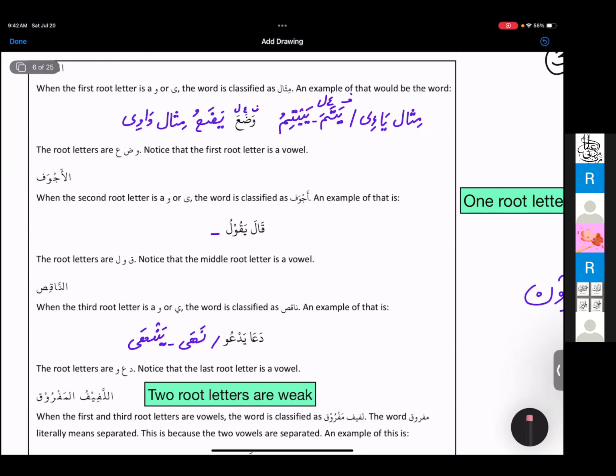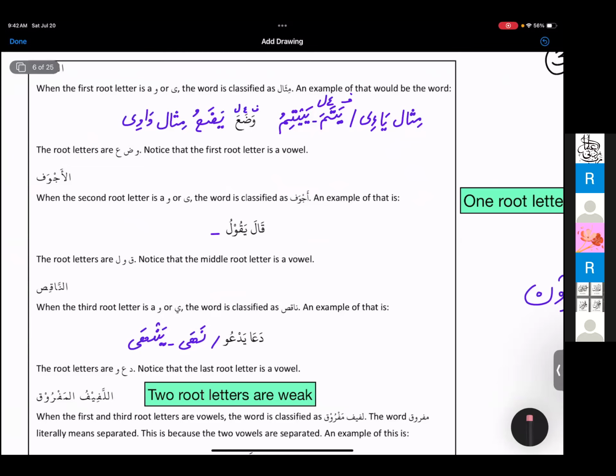In misal, our first root letter is either waw or ya. If it is waw, I'm going to call it misal wawi. If it is ya, I'm going to call it misal ya'i. It's simple and easy. So this is when our first root letter is waw or ya.